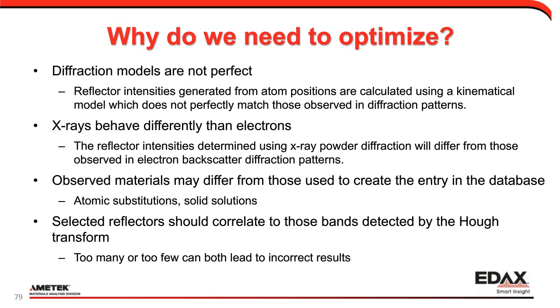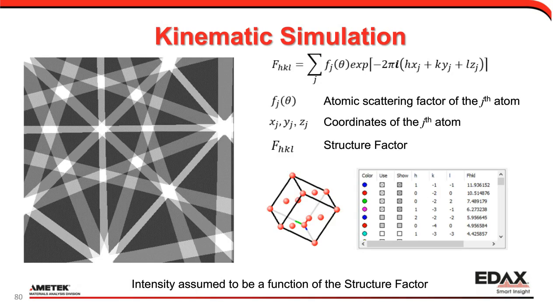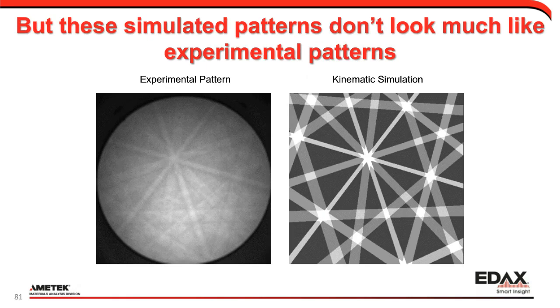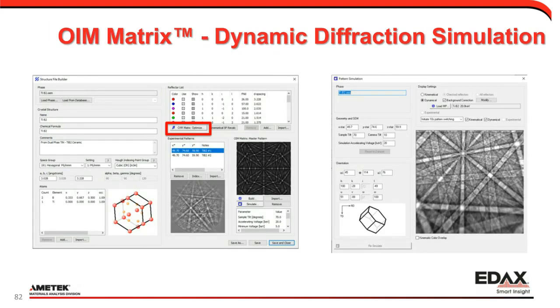So to optimize this, generally, before we've used this kinematic simulation, where we put in the coordinates of the atom positions, the scattering factor for the element, and it calculates an intensity of a given plane. The trick is the kinematic solutions don't often fully resemble an experimental pattern. We know that's the case, and we've sort of lived with it up until now, where we've introduced what we call our OIM Matrix dynamic diffraction simulation package.